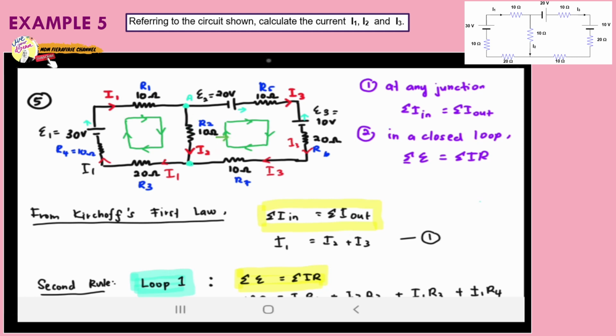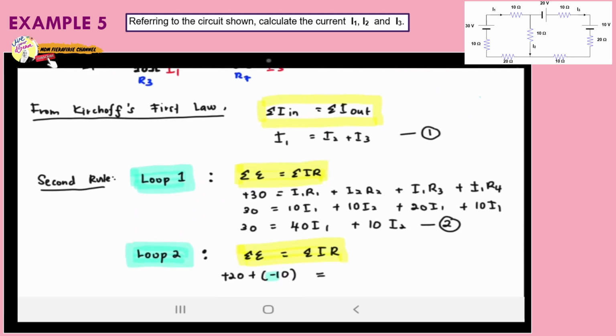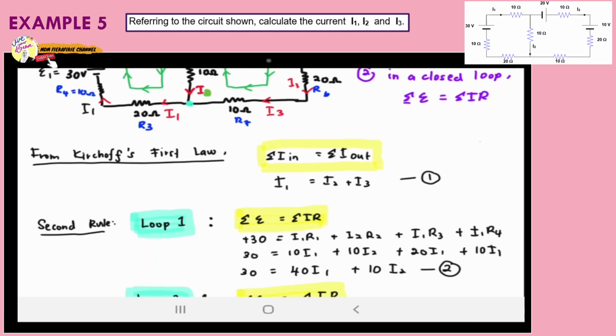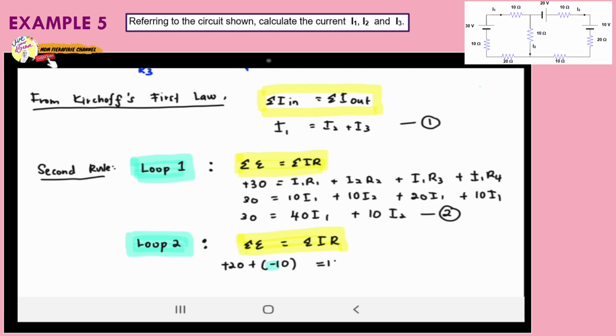So the value of I2 R2 should be a negative value. Okay, so now let's try to substitute in the equation. We have I3 and R5, so it's positive 10 I3 plus 20 I3 plus 10 I3 plus negative.